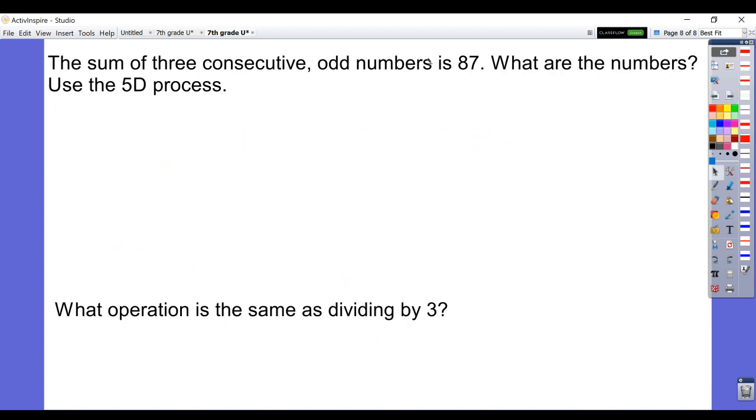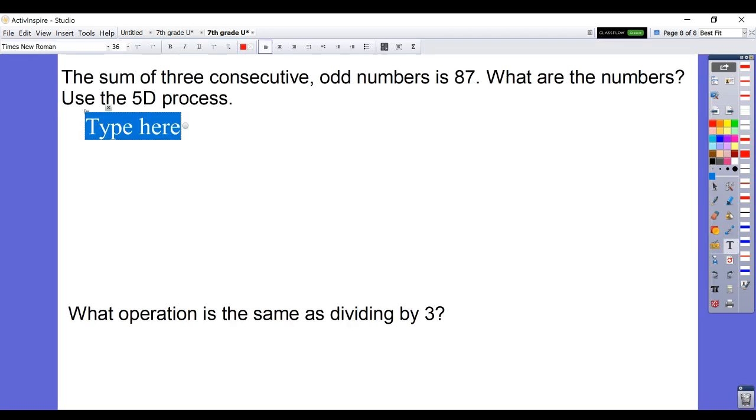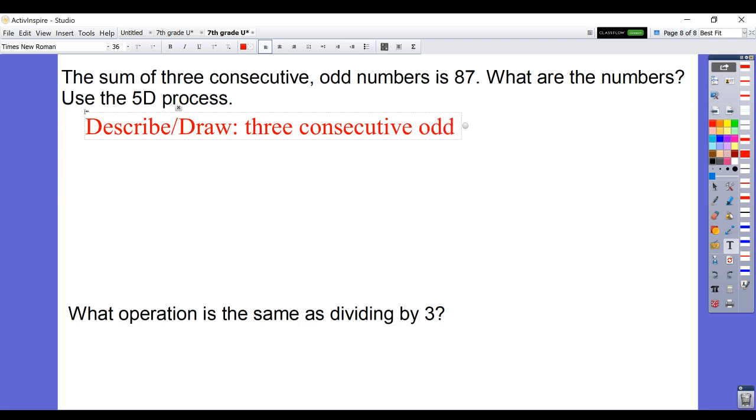Another type: the sum of 3 consecutive odd numbers is 87. What are the numbers? So again, you'll do your describe and draw. We've got 3 consecutive odd numbers. Now, what does that mean? Well, that means that the numbers are consecutive in that they're one after another, but they're only the odds after each other. In other words, it could be something like 11, 13, 15.